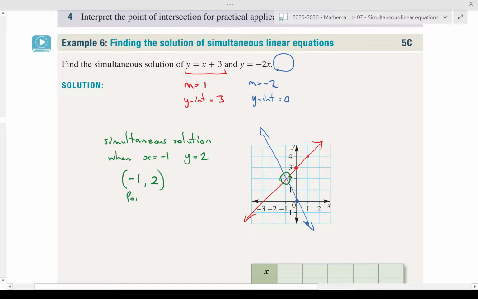So that is the point of intersection. So you'll see it written as point of intersection, or sometimes we'll refer to it as a solution, a simultaneous solution. Alrighty, done.